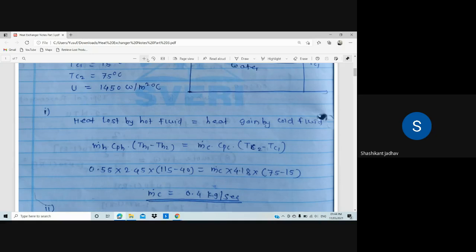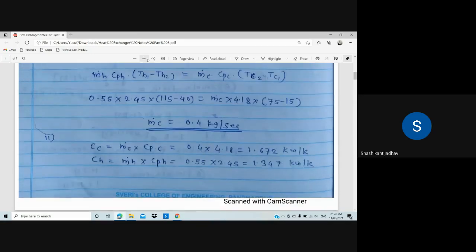Okay, then we have to find out the effectiveness of the heat exchanger. For the calculation of the effectiveness, there is a need of heat capacity for the hot fluid and heat capacity for the cold fluid. So first of all, we have to calculate the value of Cc and then we have to calculate the value of Ch. How to calculate the value of Cc? Heat capacity is nothing but mass flow rate into specific heat.